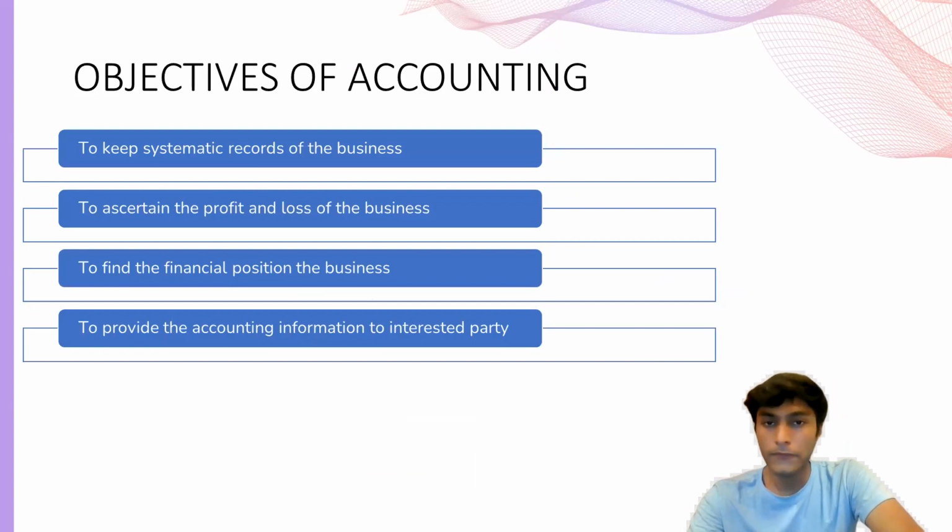The basic objectives of any accounting would be to ascertain the profit and the loss of the business, to find the financial position of a business, to make a systematic record of the transactions, and to provide the accounting information to all the interested parties. As we have already discussed, the interested party here means internal as well as the outside stakeholders.